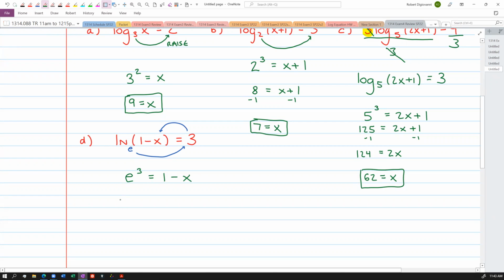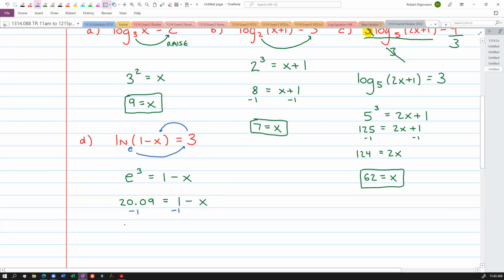$20.09, let's say. 20.09 equals 1 minus X. Okay, don't mess this part up. Students will mess this up because I have 1 minus X, they'll do weird stuff. Just take your time, subtract 1 on both sides first, right?